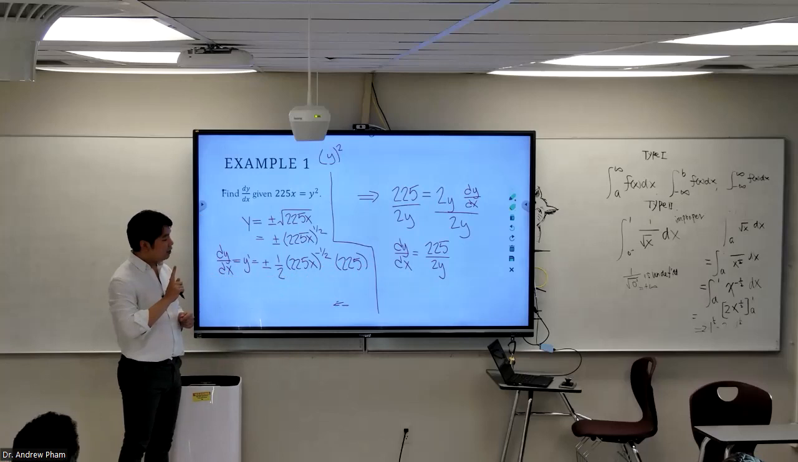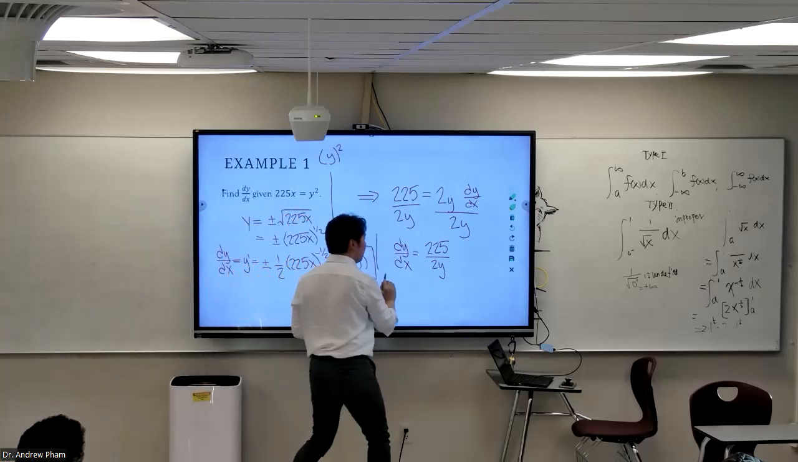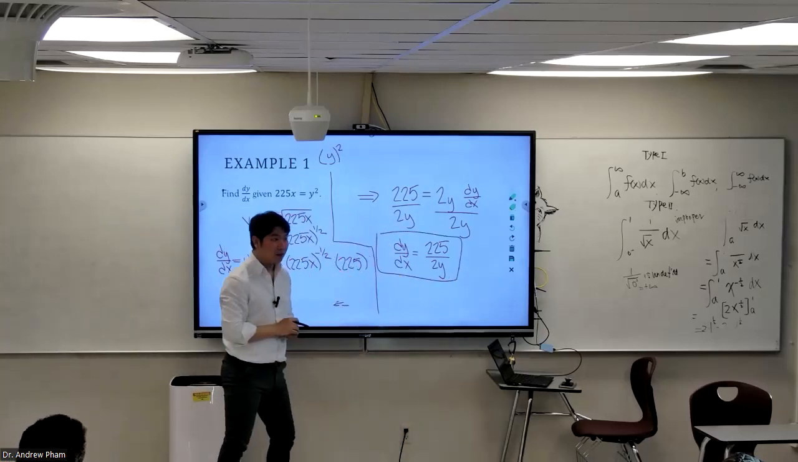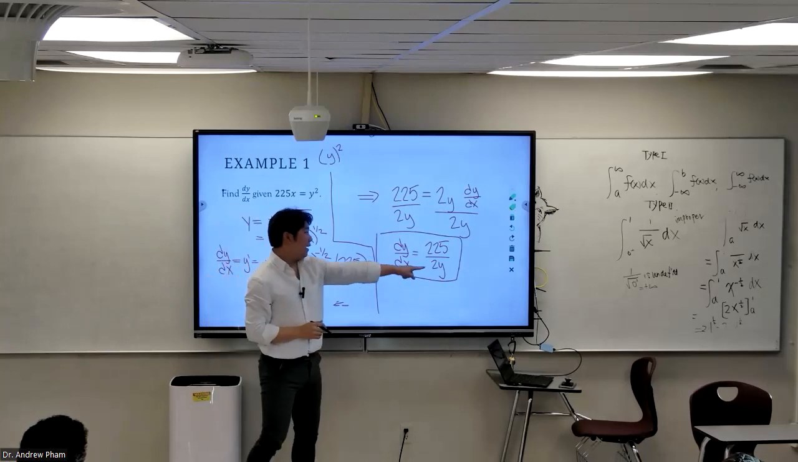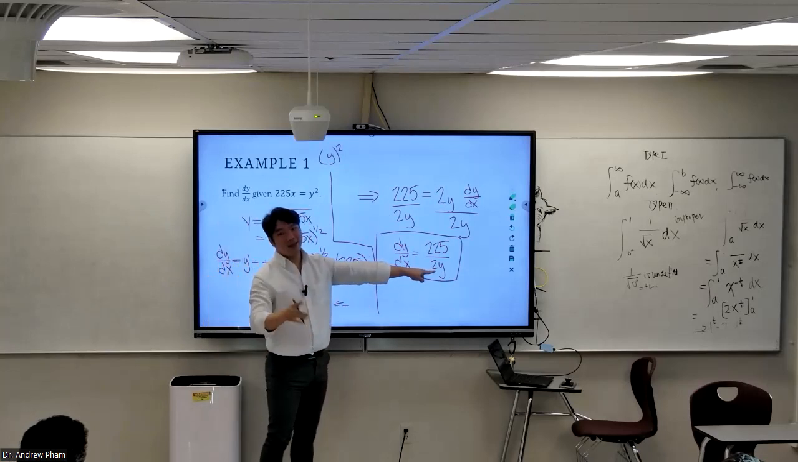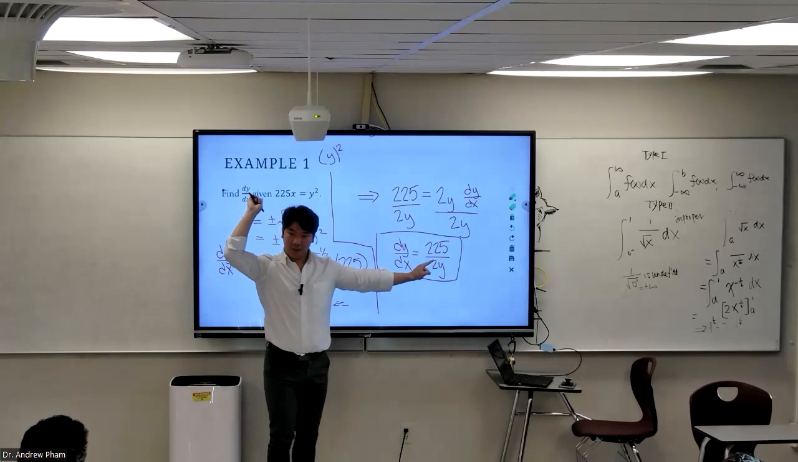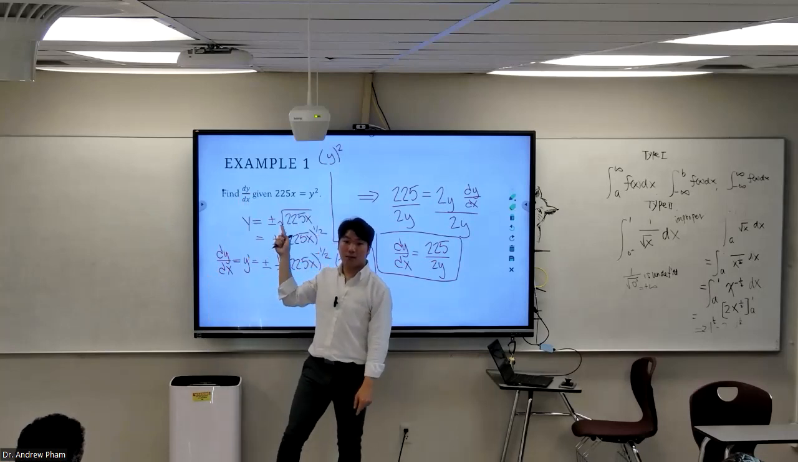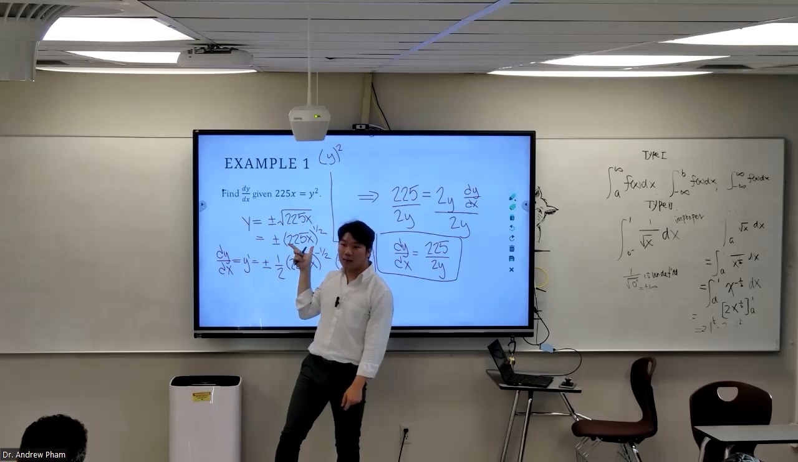So it's actually going to be a very quick thing. I'm claiming that this is going to be an acceptable final answer. But if I look at this, what is y if I wanted to solve for it? Y is this plus or minus square root of 225x. Or you can write it like this.